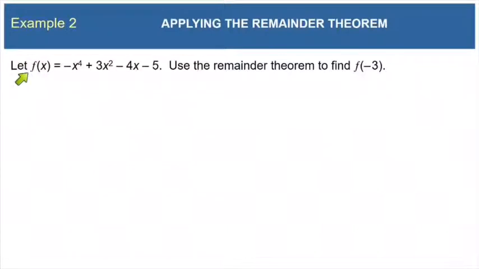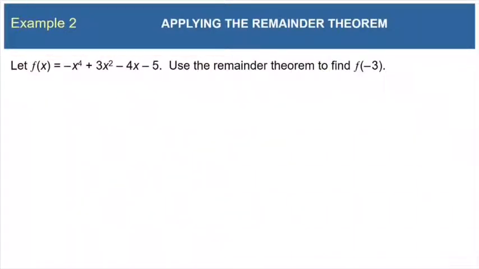It says, let f of x equal negative x to the fourth plus 3x squared minus 4x minus 5. Use the remainder theorem to find f of negative 3. Now I know that back in chapter 2 you learned how to evaluate functions by plugging in this value. So you know that you could evaluate this by plugging negative 3 in everywhere you have an x. The point here is that we're being asked to use the remainder theorem.